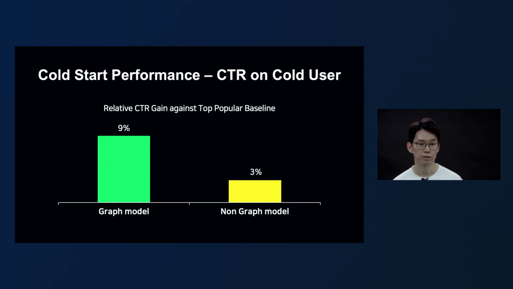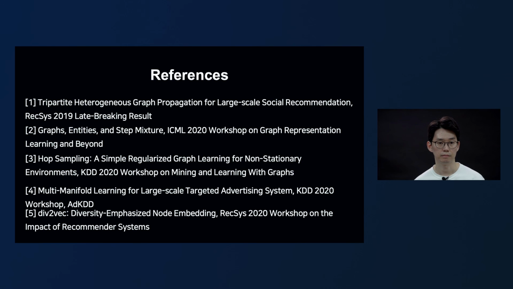This is a performance result on cold user. If we use graph model, it gives us CTR increment 9% more than top popular baseline, which is very powerful. However, if we use non-graph model like multi-layer perceptron, the increment is not that high compared to the graph model. Our team continues to work on developing new ideas to better fit to the real-world problem beyond just applying existing algorithm. If you are curious about detailed information for the graph model, you can read the paper here.